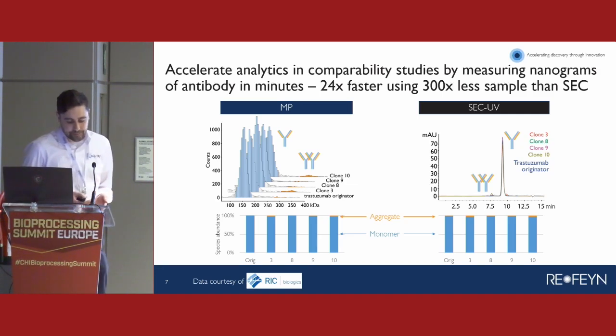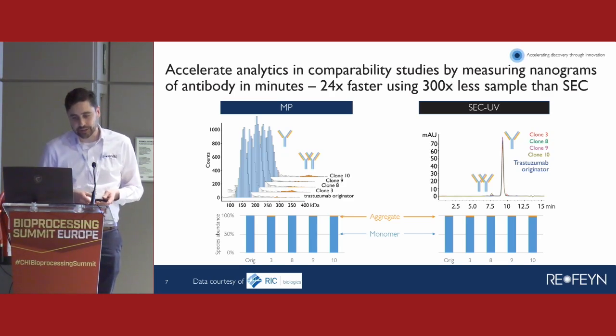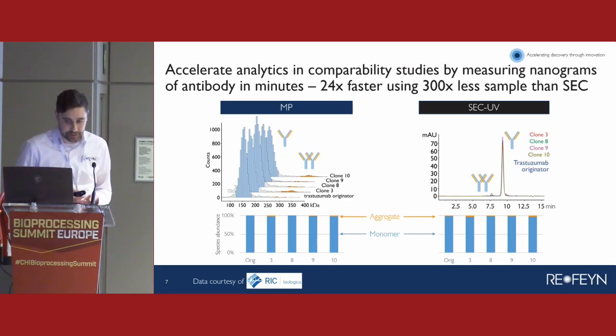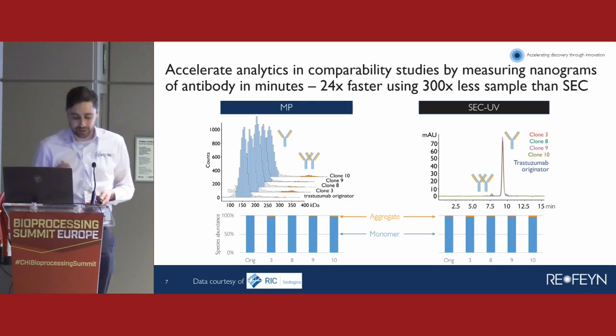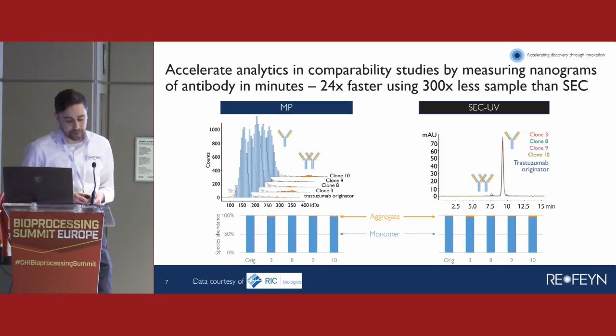In this example, this is data from Rick Biologics, and they wanted to, again, look at some different stress conditions. They're looking at different clones in this case, for biosimilar comparability. So the original molecule down here, and then some different clones. And they ran this on both mass photometry and on SEC-UV.